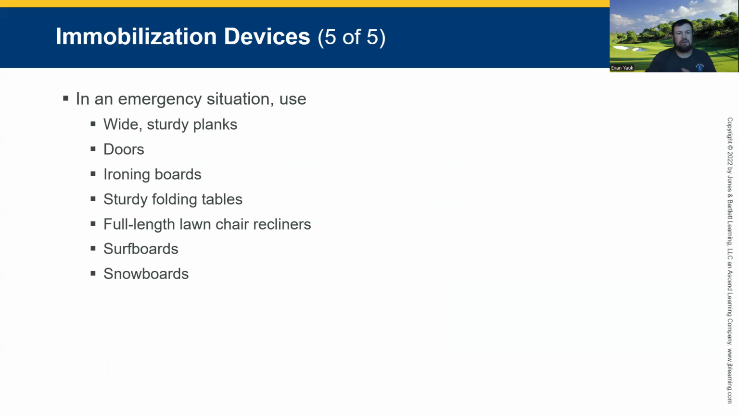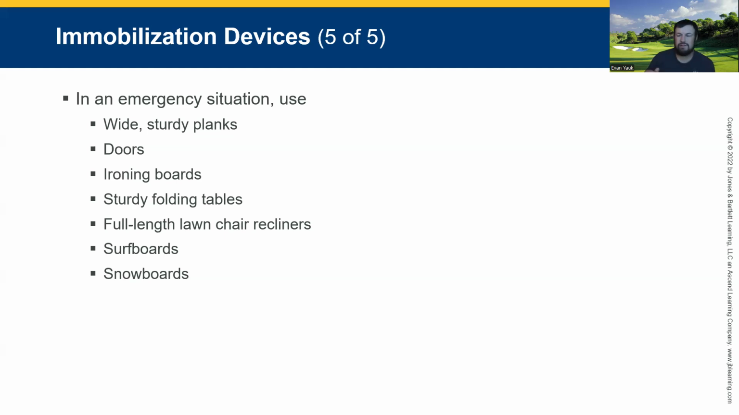So it's just saying here, in emergency situations, if we need that emergency move, something's happened, and we have to go right now. Some of the things you can do is wide sturdy planks, so a board, let's secure them to that somehow. Put them on a door. It's anything that will keep everything in line and we're not twisting the patient. That's the whole idea here. Ironing boards, sturdy folding tables, full length lawn chair recliners, surfboards, snowboards. Use your imagination, use what you have on the scene. I say the word quite a bit, common sense.